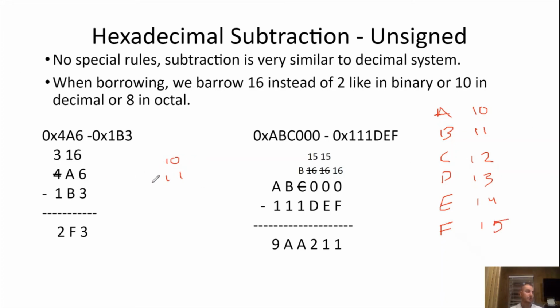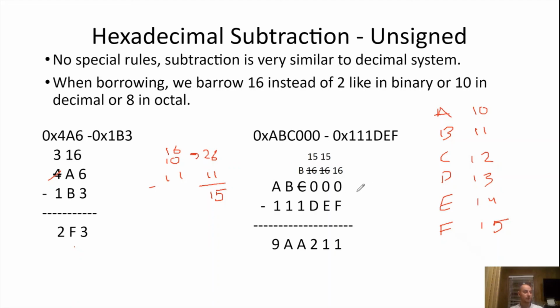So we cannot actually subtract this. We have to borrow. So we are borrowing from the next one. This 4 becomes 3, and we get 16 here. So now we have 10 and 16 minus 11. So this is 26 minus 11, which is going to be 15. So 6 minus 1 is 5, 2 minus 1 is 1, so 15. What is 15 in hex? It is F, so we get F. And then 3 minus 1 is 2. So not so bad.